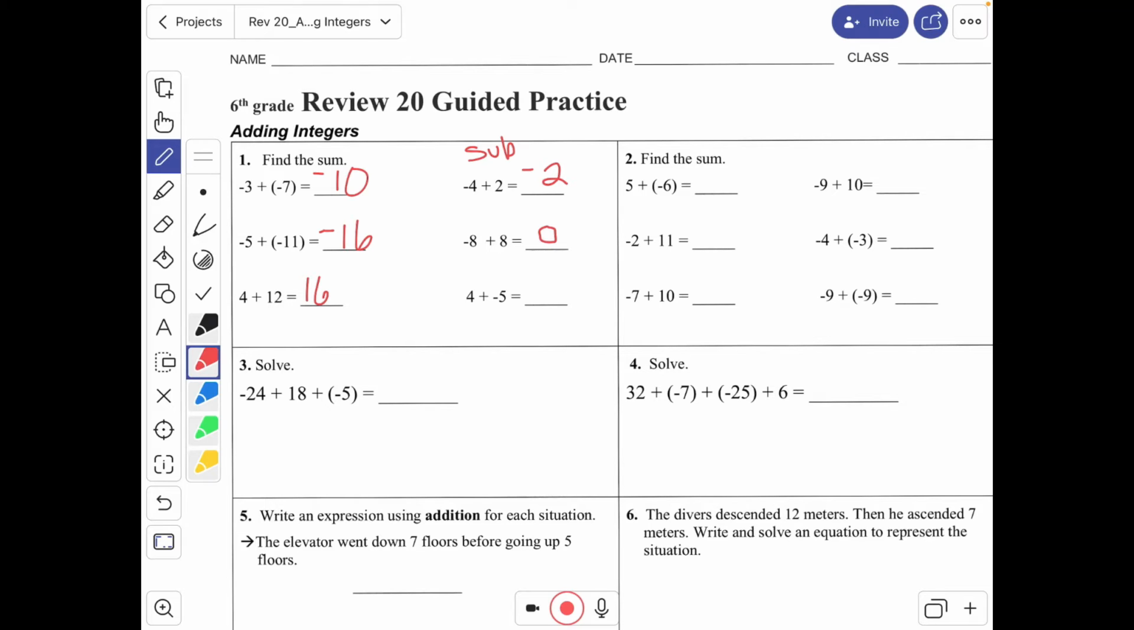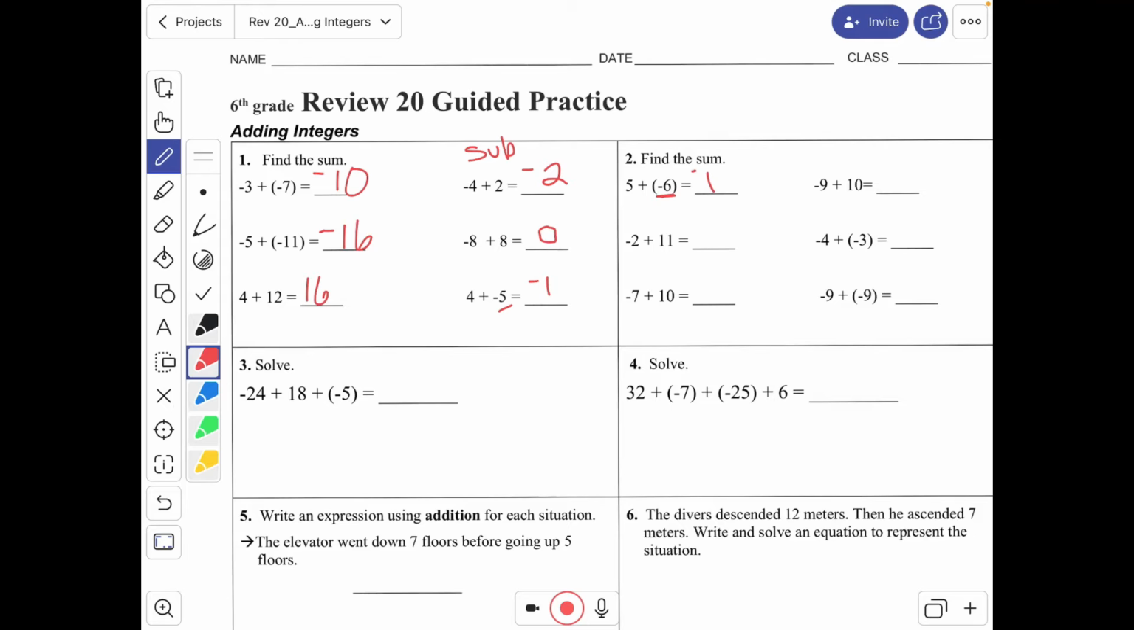4 plus negative 5. Different signs, so we're subtracting. 5 minus 4 makes 1. And the higher number is negative, so we take the negative sign. Next column. 5 plus negative 6. They're different signs, so we subtract. 6 minus 5 makes 1. And the higher number is 6, and it's negative, so my answer is negative.